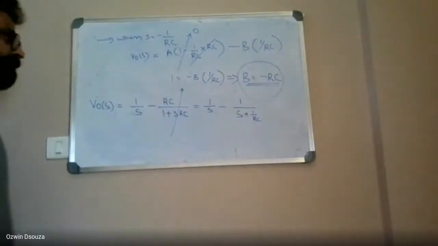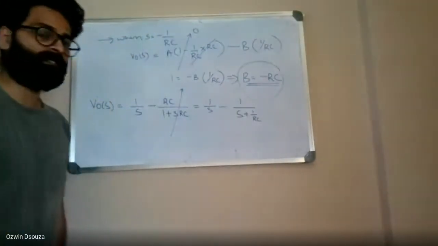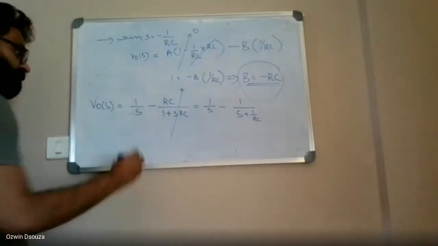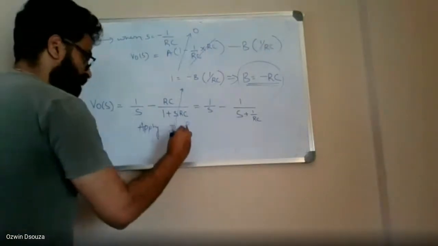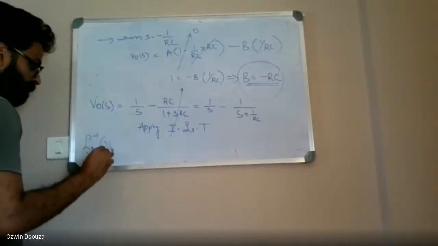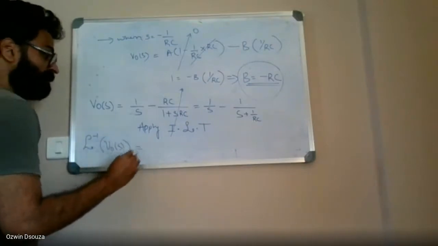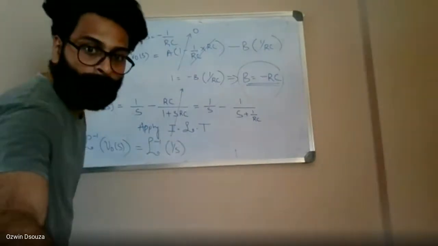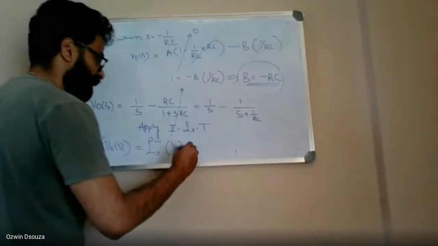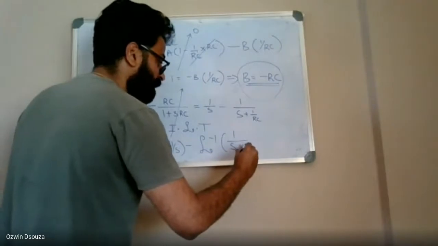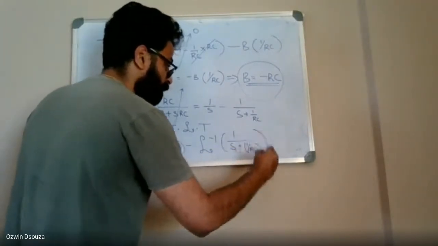Now I have the additive terms. Now I can apply the inverse Laplace transform. So the Laplace inverse of V naught of S is equal to the Laplace inverse of 1 by S minus the Laplace inverse of 1 divided by S plus 1 by RC.